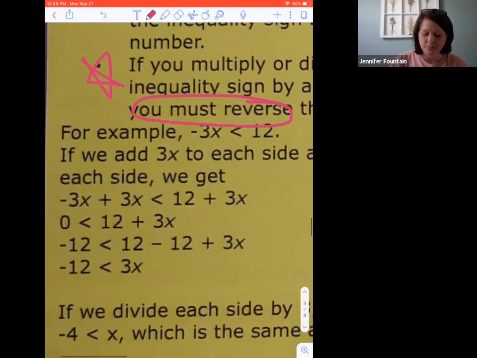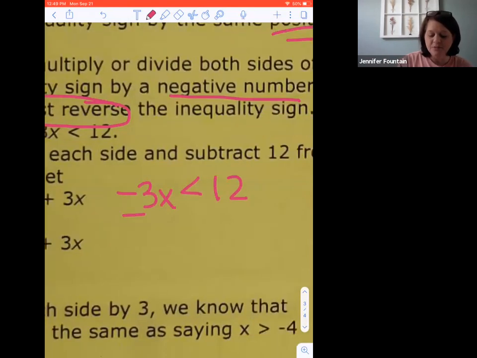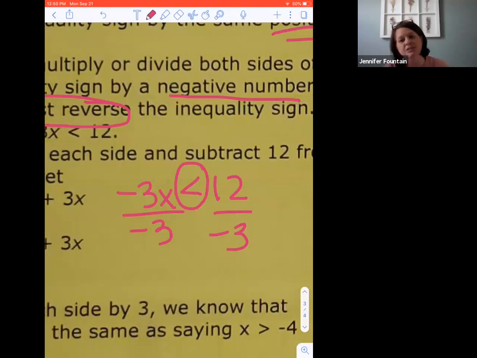What I'm going to do is I'm just going to come over here. Negative 3x is less than 12. If I'm dividing by a negative 3, one of the things that I typically do, and what I'm going to tell you to do, is as soon as you write the problem and you are multiplying or dividing by a negative, go ahead and write what you're doing and then circle your sign. That will help you to remember to flip it.